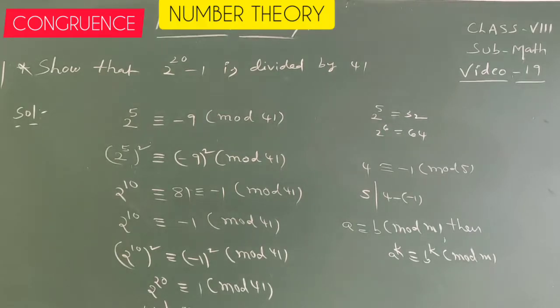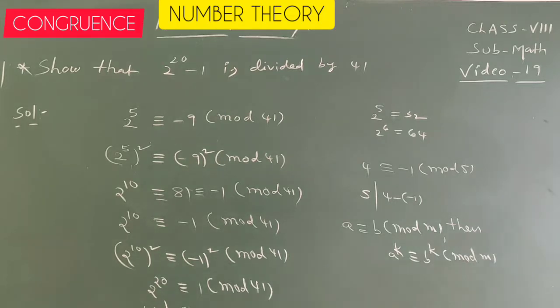So next, 2 power 5 whole squared, minus 9 whole squared, means 81. If 81 is divided by 41, then we will get minus 1, because 41 divides 81 minus of minus 1, that is 82. So that's why I took minus 1. 2 power 10 is congruent to minus 1 to the mod 41. But we require 2 power 20.